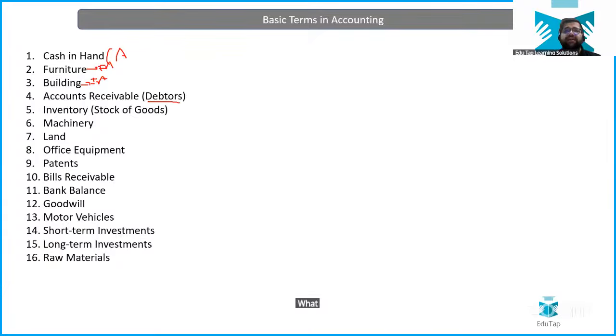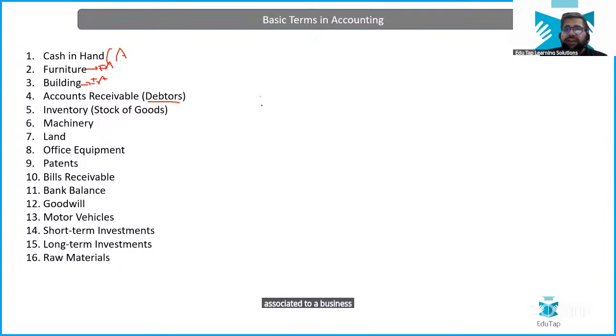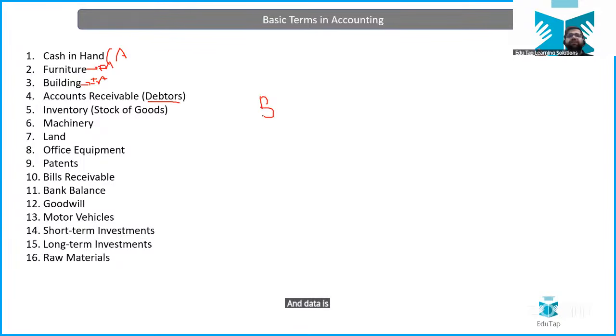Now, see, there are two people who are associated with a business. Debtor is that particular person who will give you money in the future. And a debtor is an asset for a business because this particular person will pay you, right? Debtor basically means that particular person who will give you the money.